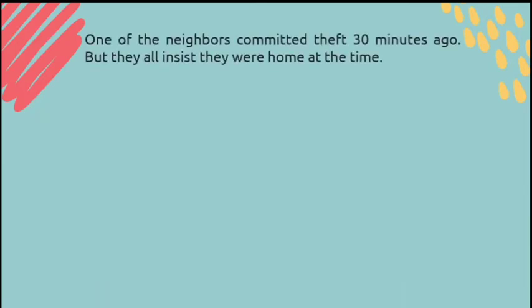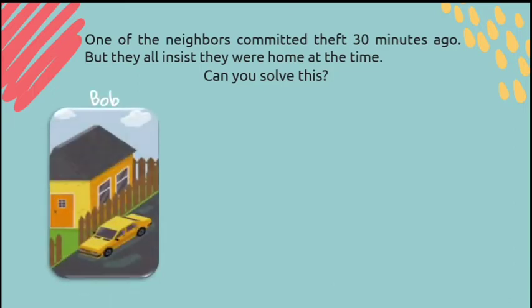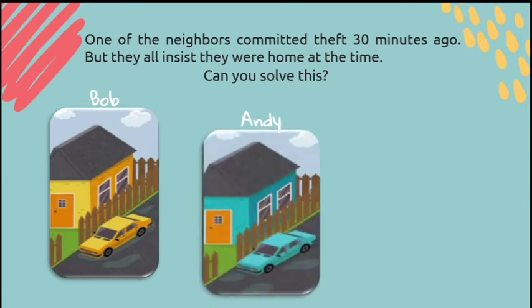One of the neighbors committed theft 30 minutes ago, but they all insist they were home at the time. Can you solve this? I will show you some pictures now. There are three neighbors: Bob, Andy, and Joe.